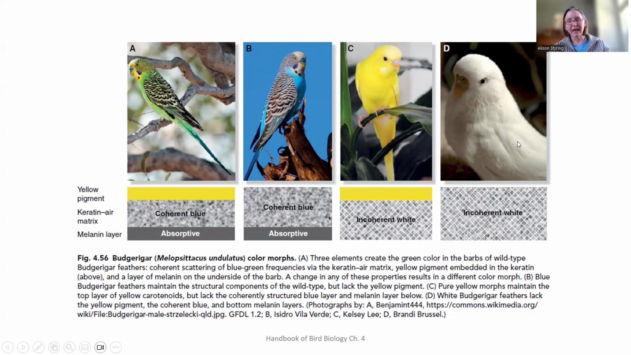And then you can have birds bred that produce no carotenoids in their feather cells. This bird is not an albino, but it's producing none of these layers of melanins or carotenoids. And so what you get, with any of these blue structures, is an incoherent scattering of white back. And so this is an all-white budgerigar.